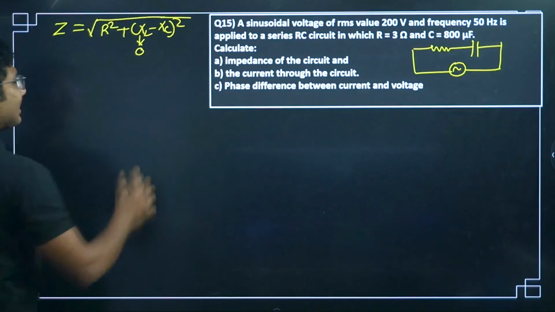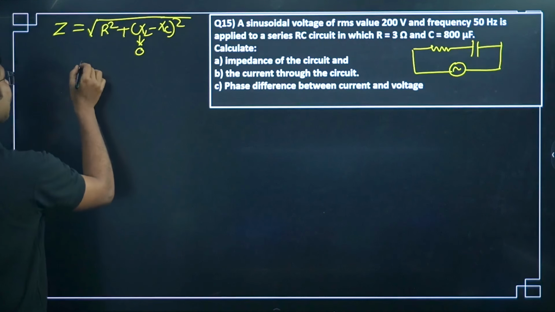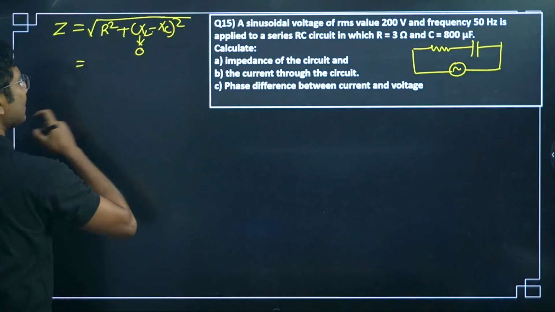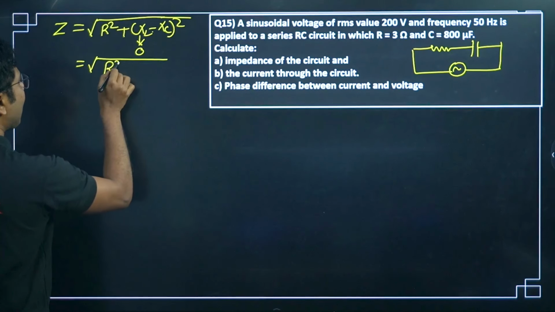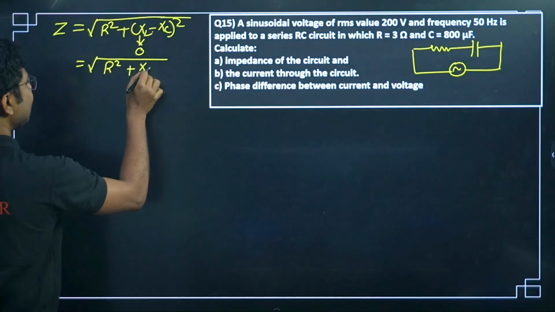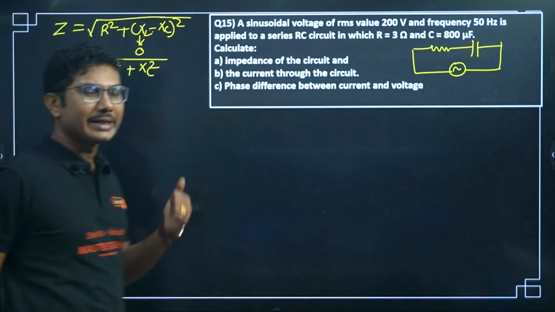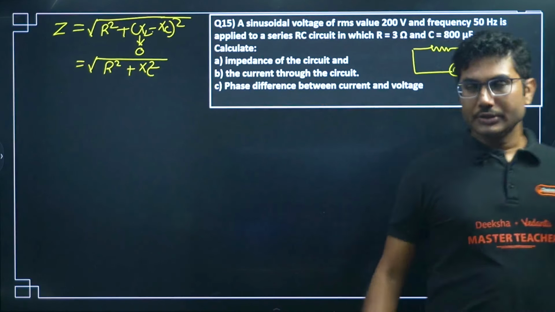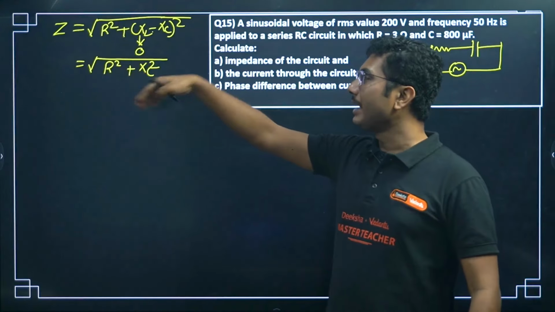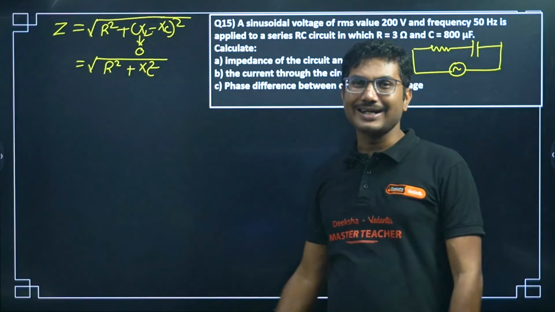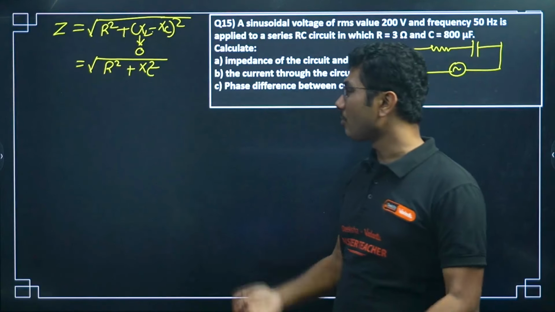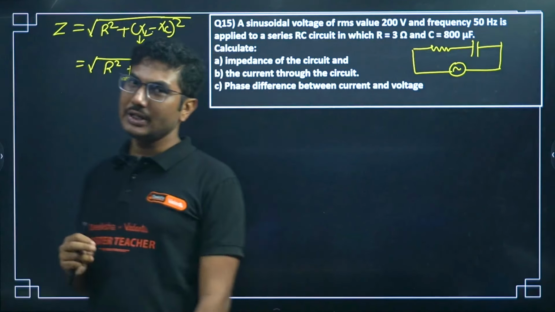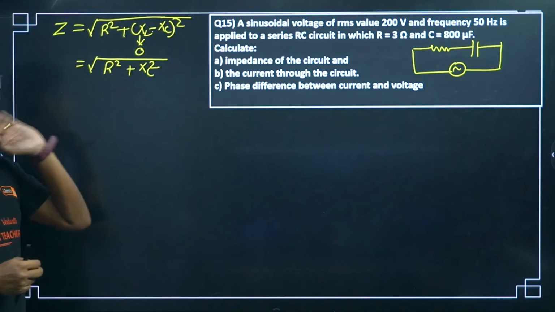No inductor means XL is 0. So, XL is 0 means minus XC whole square, so it will be simply R square plus XC square. Do not just calculate them and add them. This is one mistake that students make. They think that because they are connected in series, I can simply calculate XC and add them. That is not possible. You have to use this simple formula, R square plus XC square.